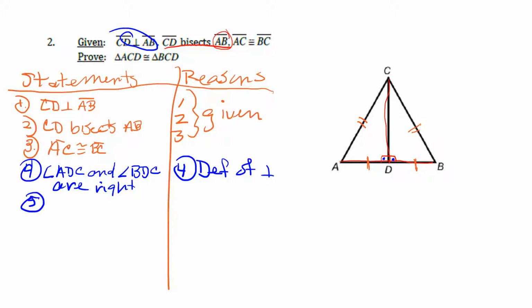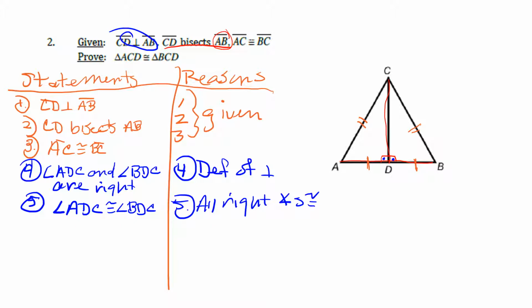And then number 5. I know that all right angles are congruent, so now I can say that those two angles are congruent. Angle ADC is congruent to angle BDC. And my reason is all right angles are congruent. Okay, so that takes me to my next given. And my next given is that CD bisects AB.